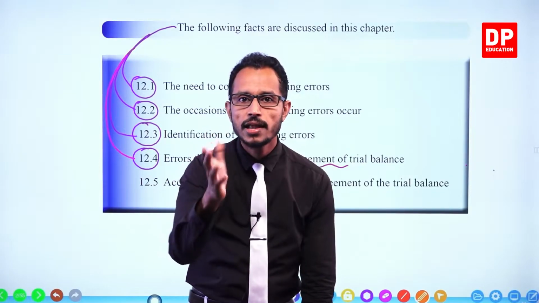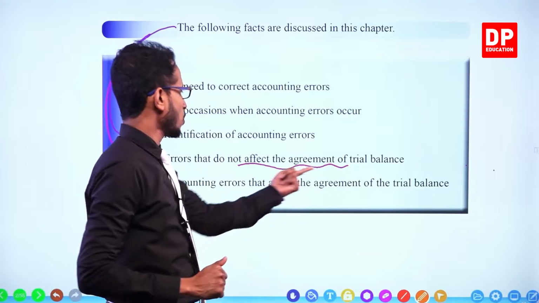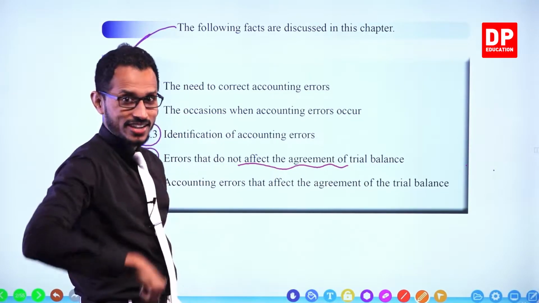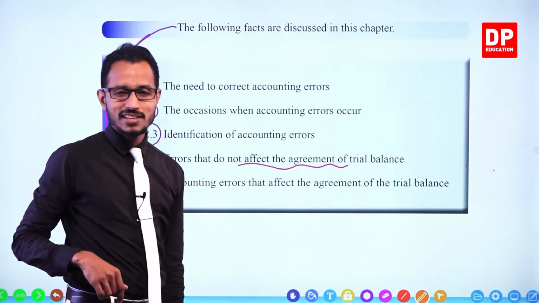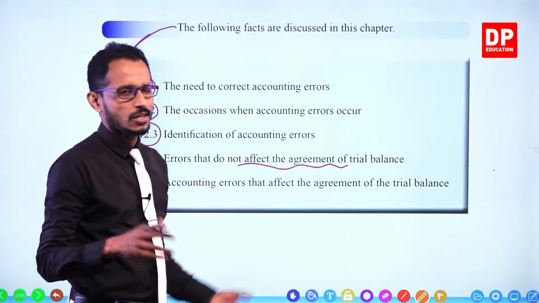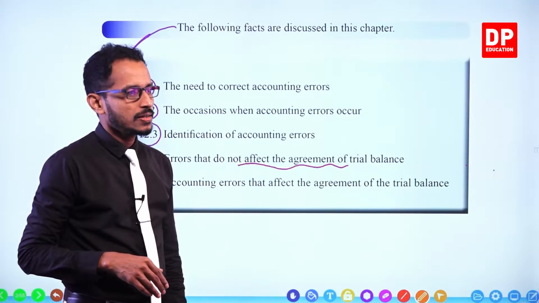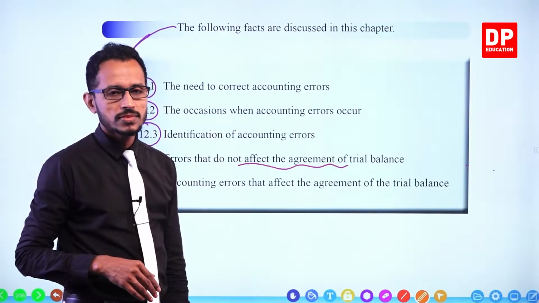Even though it balanced, there can be errors. Those are these errors, alright? Remember, some things that children always get wrong. They get this wrong.